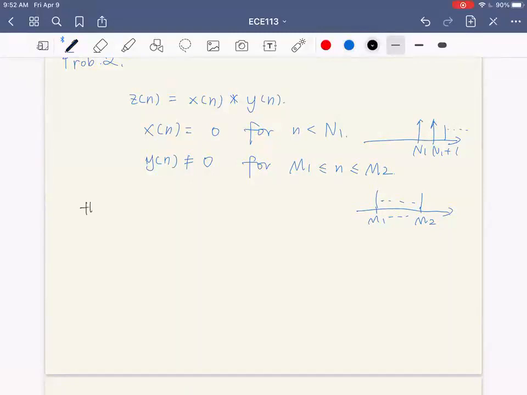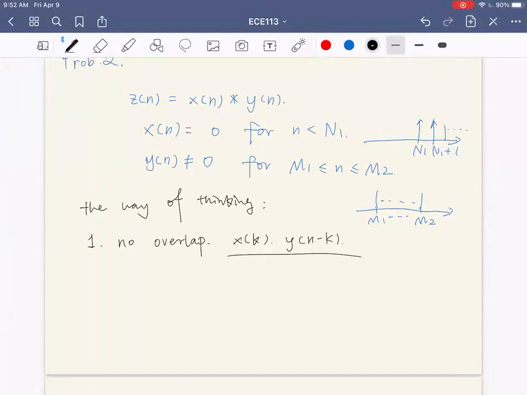The way of thinking is we usually categorize into 3 types. The first type is no overlap between x of k and y of n minus k. If there is no overlap, the result is 0. The second situation is total overlap. So if one sequence is shorter than the other, we will have the overlap for the shorter one, right?